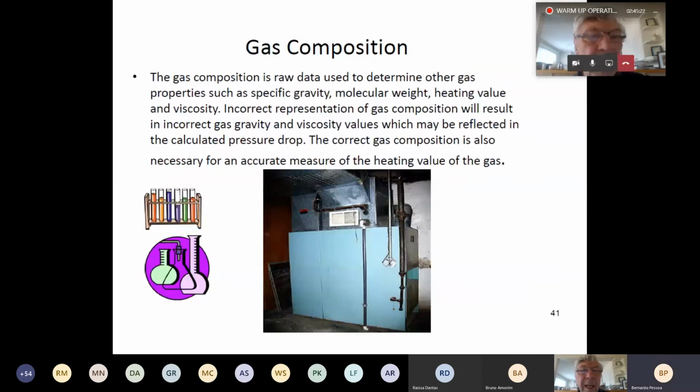Let's look at 41, and that tells us the gas composition. The reservoir engineer, before you ever design the pipe, will give you the gas composition and allow you to calculate the specific gravity, the heating value, the viscosity, and so forth that you need in order to do your calculations. 42.